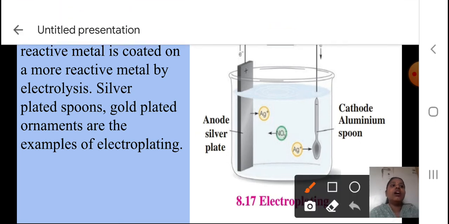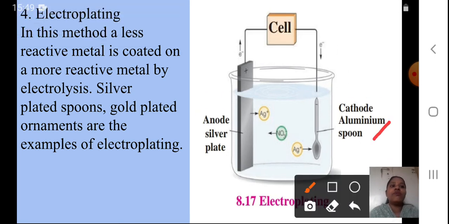So you can see the cathode, an aluminium spoon I have taken, while the anode is a silver plate. You can see Ag+, that is silver, shown on the spoon, which means it is getting deposited on the spoon. From the anode the Ag+ ions are given out, and they go and deposit on that aluminium spoon. So silver plated spoons you can get.